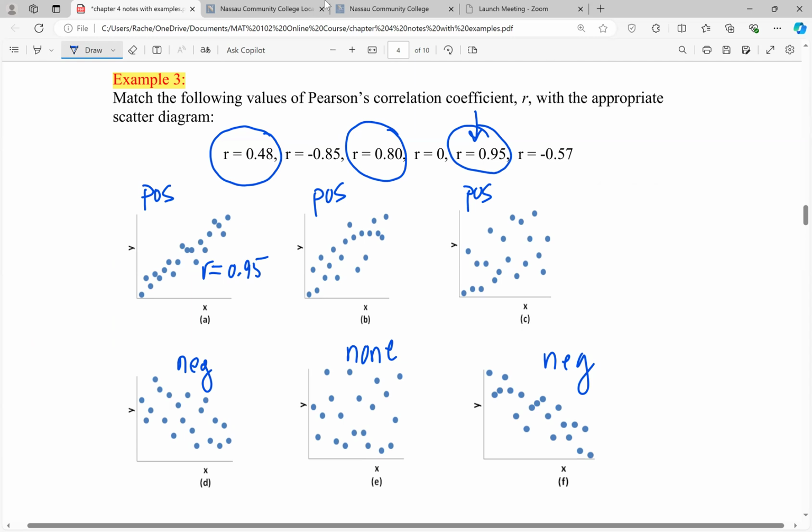So now we can cross that one off the list. We're not going to use it again. So now I have 2 more positive scatter diagrams, and I have 2 more positive choices for R. Now, between B and C, B seems to be the stronger relationship, right? Because the points more closely resemble a straight line pattern. So we're going to pick the R value that's closer to positive 1, and that's going to be 0.80.